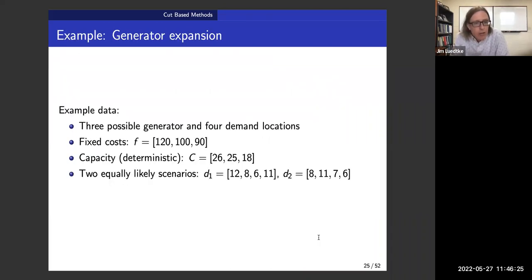Okay, so let's see how this approach works for an example generator expansion problem where I have 3 facilities and 3 customers. I'll assume in this case that the capacity is deterministic, and I'm going to have just 2 scenarios for the customer demands. So 4 customers, and these are the values of their demands in those 2 scenarios.